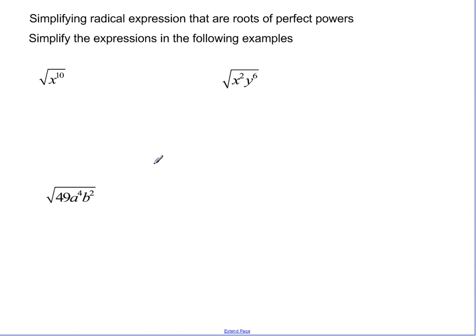Okay, so we want to simplify radical expressions that are roots of perfect powers. What do we mean by perfect powers? Well, depending on the index of the root of the radical, we want to be able to find powers that are directly divisible. And this is where that idea of having a fractional exponent is really, really handy. Let me show you why.